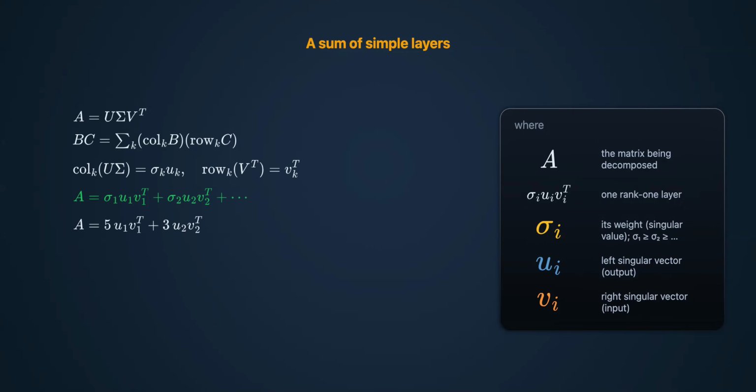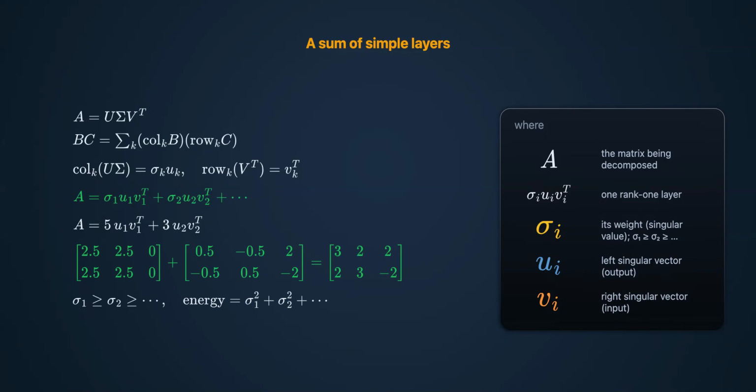Take our worked example. With singular values 5 and 3, A is 5 times the first layer plus 3 times the second. Add those 2 layers, entry by entry, and you land exactly on the original A. The layers really do rebuild the matrix. The layers come pre-sorted, biggest sigma first, and the matrix's energy is the sum of the squared singular values. So the first few hold almost all of it.